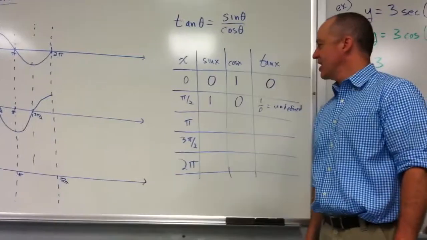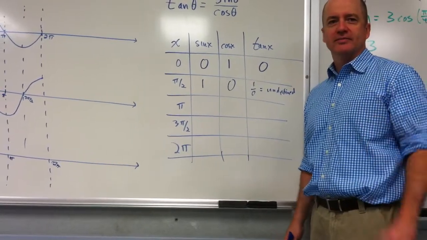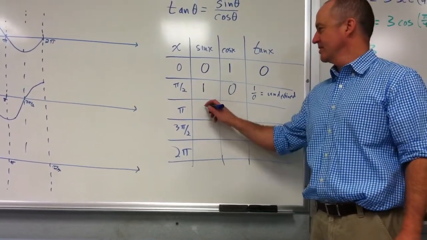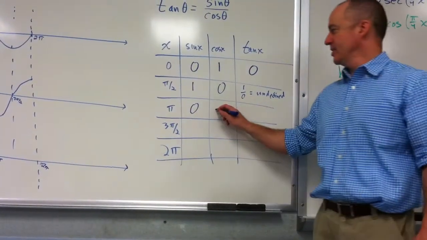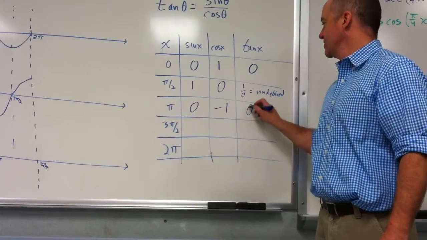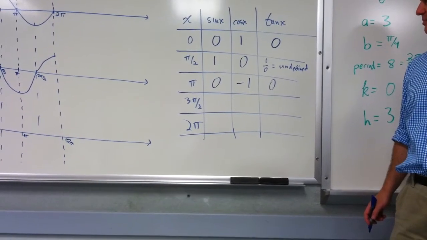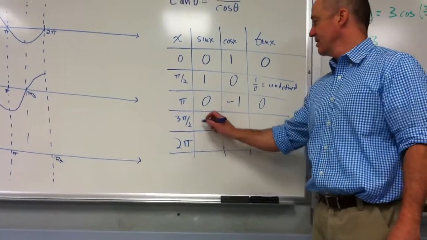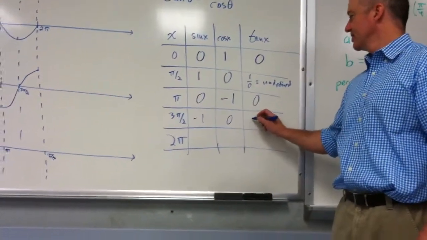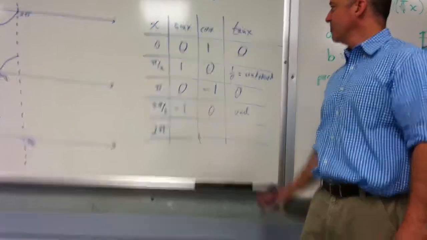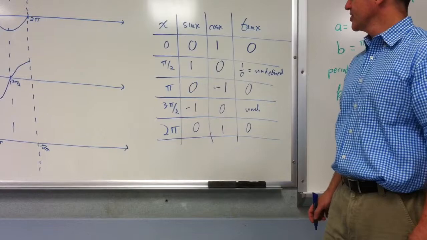What is the sine of pi? 180 degrees, halfway around the unit circle. 0. What is the cosine of 180 degrees? Negative 1. So 0 over negative 1 is 0. 3 pi over 2, that's 270. What's the sine? Negative 1. What's the cosine? 0. So it's undefined again. And back at 2 pi, which should be the same as 0, so that's 0 over 1 is 0.